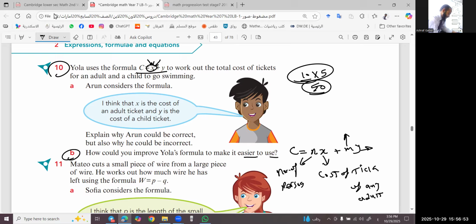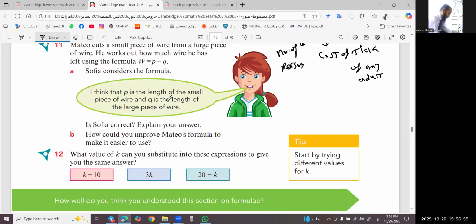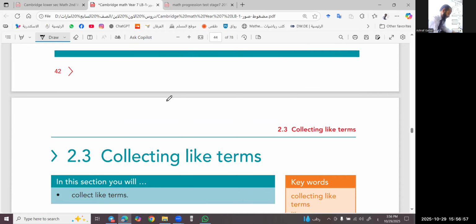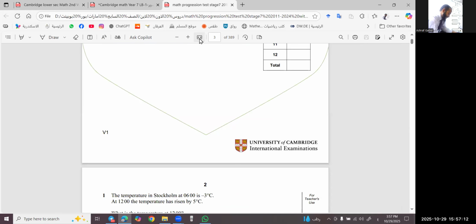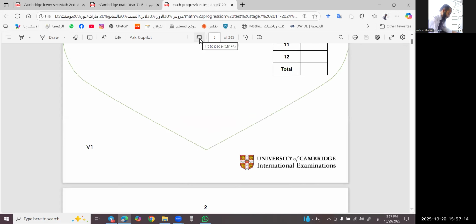Okay. Exercise 11 is the same idea. Collecting like terms. Did you take this lesson in school or not? Not yet. Okay, we're going to start that tomorrow. We haven't even finished the second lesson yet, right?